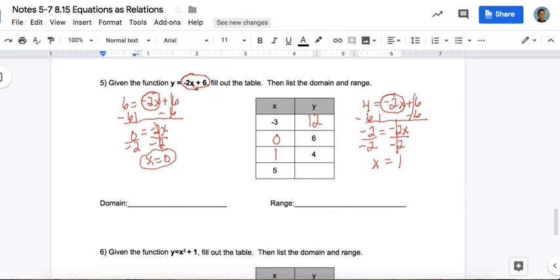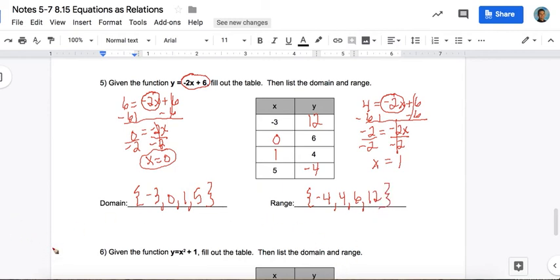Now, this last one, I have the x, so I can just plug it in. -2 times 5 is -10, plus 6 is -4. Okay, so now we have to write the domain. So the x is in order from least to greatest: -3, 0, 1, and 5. And now I'm going to write the y values in order from least to greatest, which is also known as the range. So -4, 4, 6, and 12.